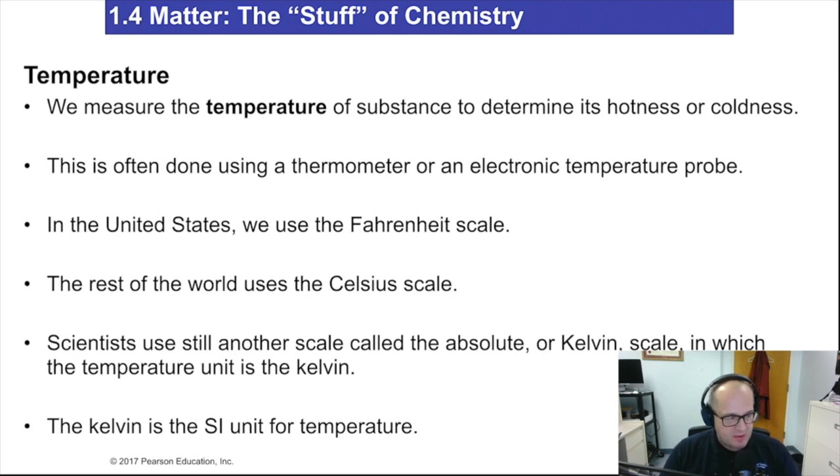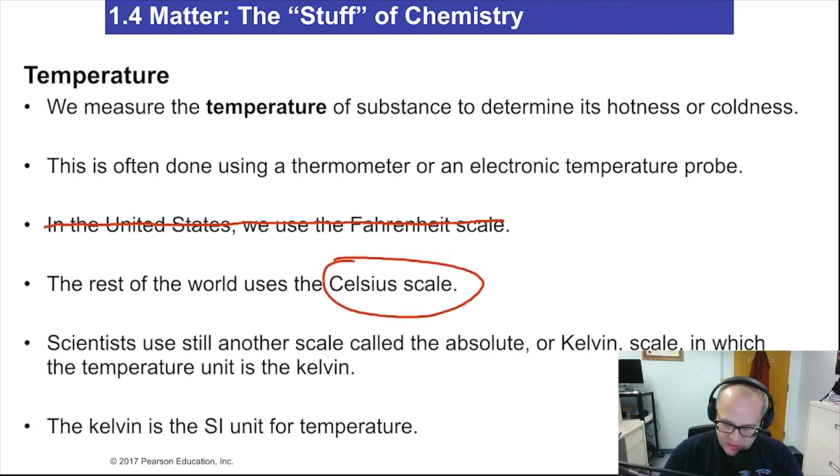One is with the Fahrenheit scale. Now, we're all familiar with the Fahrenheit scale in this country. We're not going to use it at all. So let's just put a line through it. Just don't even worry about the Fahrenheit scale. Whatever. It's gone. We are going to worry about the Celsius scale. And we are going to worry about this thing called the Kelvin scale.